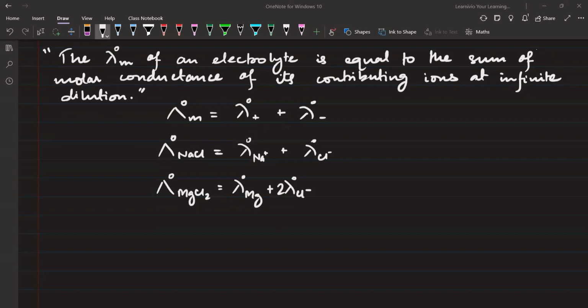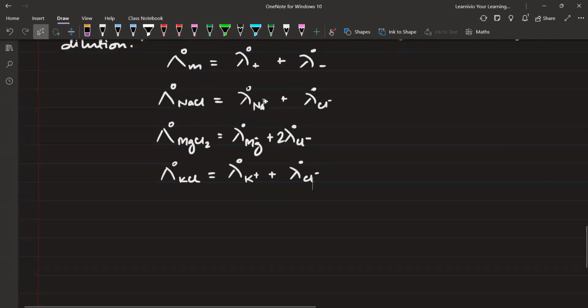Yes. So tell me guys, lambda naught of KCl is equal to, can you please help me here, lambda naught of what? बोलिए, जल्दी बोलिएगा यार. Lambda naught of KCl will be equal to lambda naught of K plus and lambda naught of Cl minus. Cl minus, ठीक है.